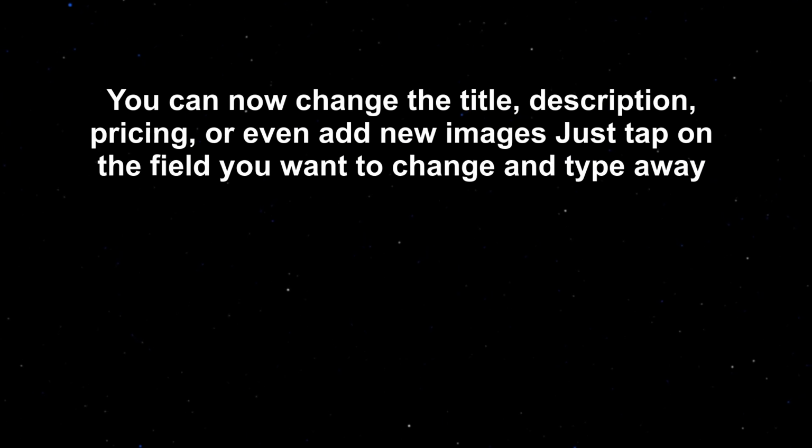Head back to the main dashboard. Tap Products. Here's a list of all your items. Tap on the product you want to edit. You can now change the title, description, pricing, or even add new images. Just tap on the field you want to change and type away.